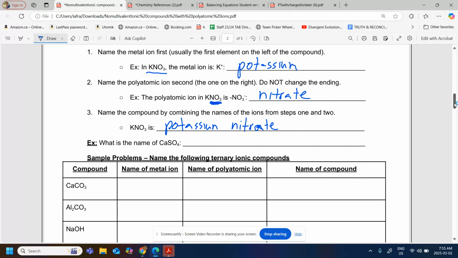So you try to name CaSO4. Pause the video, try it yourself. So now you've unpaused the video and you're checking your work. The metal is calcium, so we know it's an ionic compound because there's a metal there. And it's a ternary one because there's a polyatomic ion, SO4. If you look in your chemistry reference table, you'll see that SO4 is sulfate, so calcium sulfate.